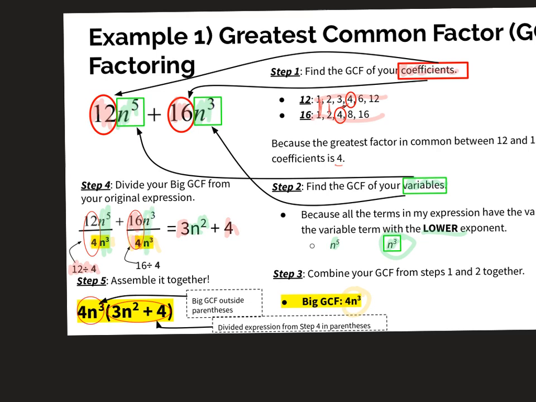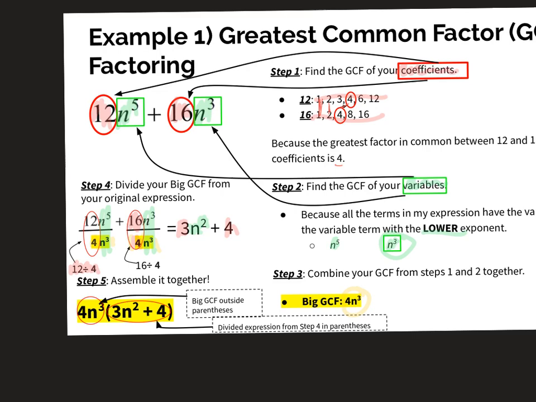For my variables, right, I have n to the 3rd power divided by n to the 3rd power. When I do 3 minus 3, when I subtract those exponents, I get 0. Anything raised to the 0th power is 1. So I'm actually not going to write my n there. I don't have any more n's left, so I'm just going to keep it as a constant of 4, right? And now I want to assemble it all together, right?